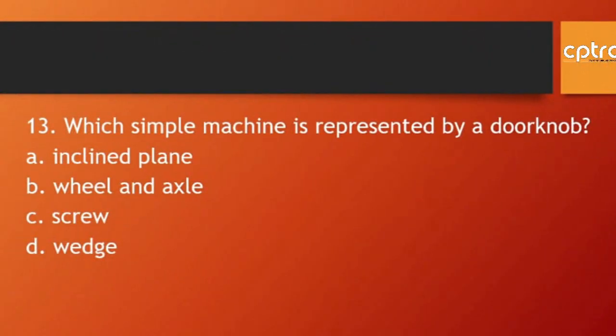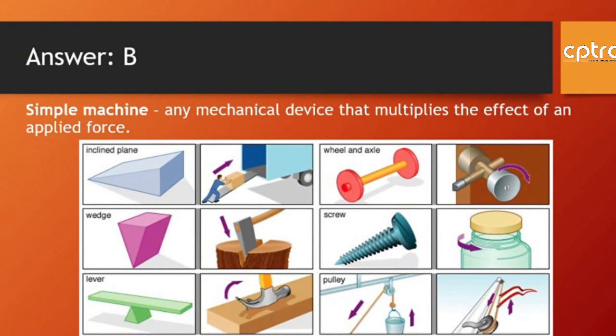13. Which simple machine is represented by a doorknob? The answer is letter B. It is a wheel and axle. When you say simple machine, it is any mechanical device that multiplies the effect of an applied force. So you can see there in the table, those are examples of different simple machines like inclined plane, wedge, lever, screw, pulley, and of course, the wheel and the axle like a doorknob.